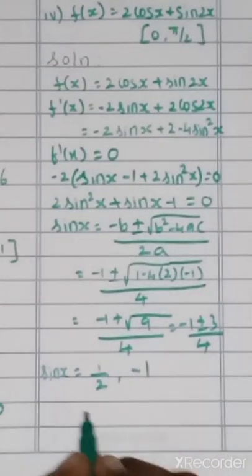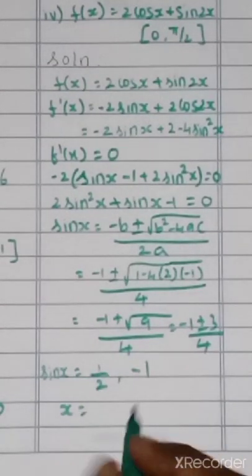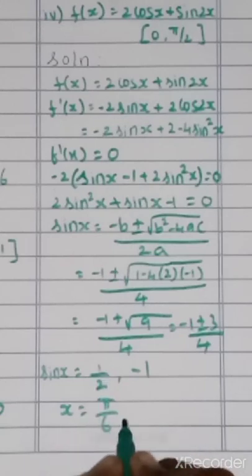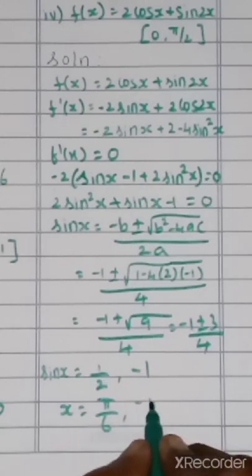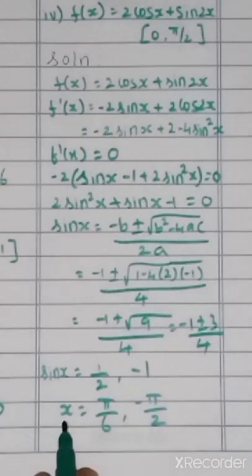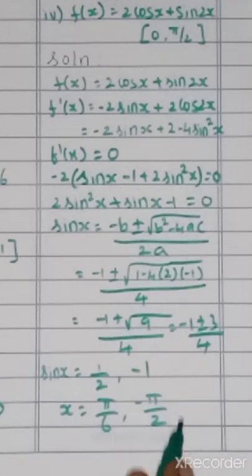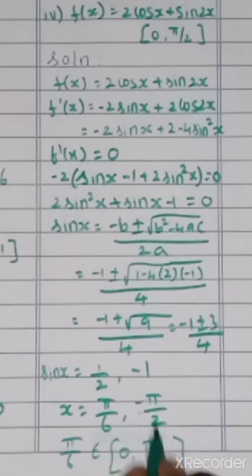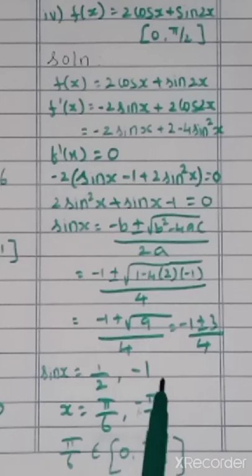So x ஓட value என்னவா இருக்கும்? When we get 1 by 2, when it is in pi by 6. எப்போ minus 1 கிடைக்கும்? Minus pi by 2. Okay, so x equal to pi by 6 comma minus pi by 2. And what is the interval given? 0 comma pi by 2. Correct? So pi by 6 belongs to 0 comma pi by 2. Minus pi by 2 varadu because the interval starts with 0 only. Okay, so this minus pi by 2 will not come to this interval.